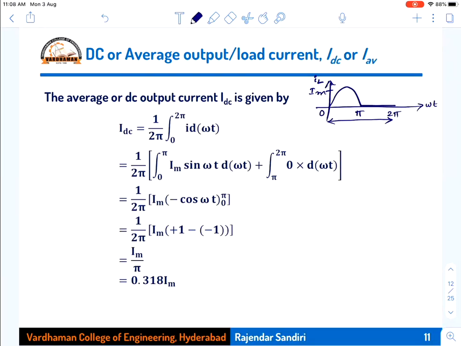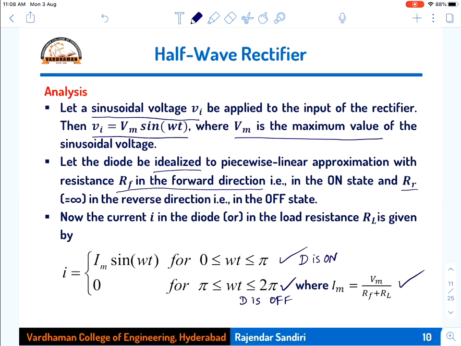So 1 by 2 pi integral 0 to pi, what is the value of I here? Im sin omega t, because in the previous case we have seen, this is very important, I is equal to Im sin omega t from 0 to pi. From pi to 2 pi it will be 0.